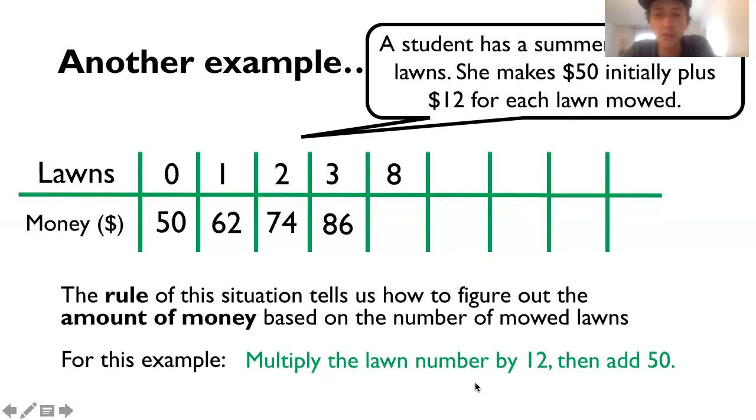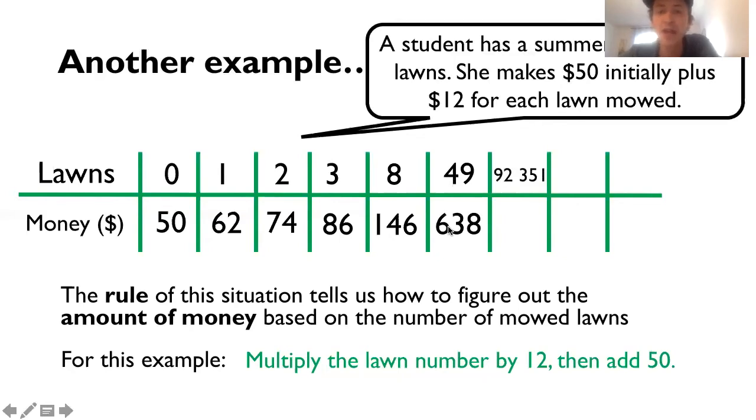So I'm telling you the rule here, that if you multiply the lawn number on top by 12, and then you add 50, you are going to get the amount of money. Whether it's 1 lawn, whether it's 8 lawns, whether it's 20 million lawns, that's going to tell you the amount of money. This rule will always be true. So if I do 8 times 12 and then I add 50, I'll get 146. If I do 49 times 12 and then add 50, I'll get 638.